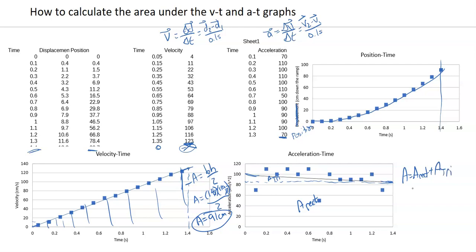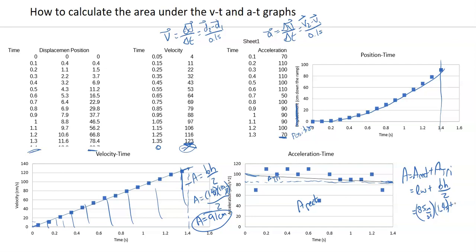Well, we know the area of a triangle and rectangle. We know this is length times width. We know this is base times height divided by 2. And so for this rectangle, you can choose what you want to be length and width. I'm going to let the length be the height of the rectangle. It looks to be about 85, and that's units of centimeters per second squared. So 85 centimeters per second squared, and then we're going to multiply that by the width of 1.4 seconds. And then we're going to add the triangle here.